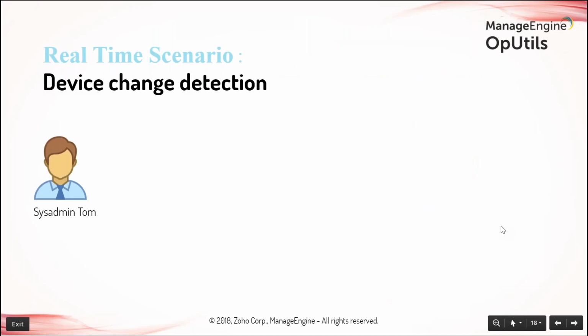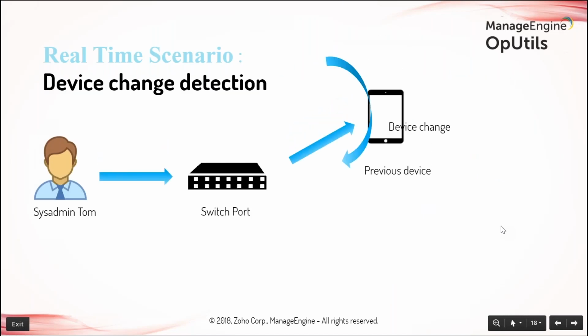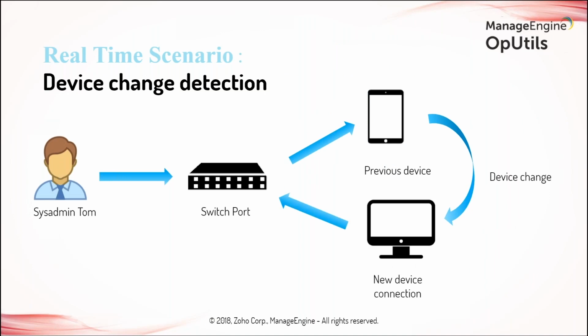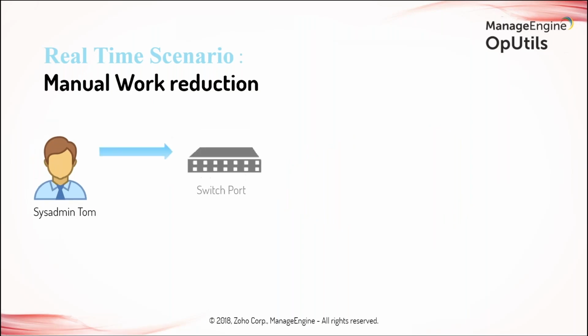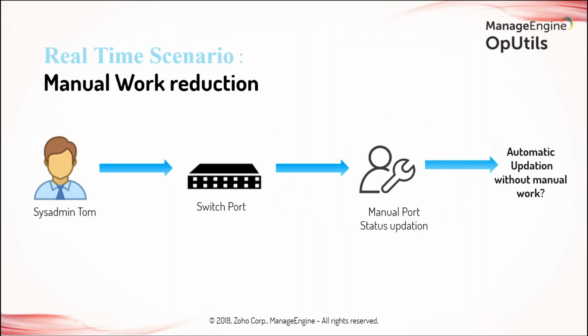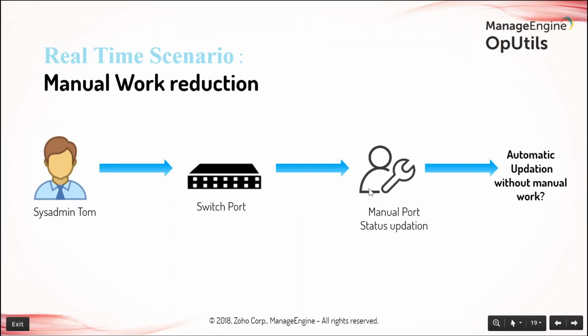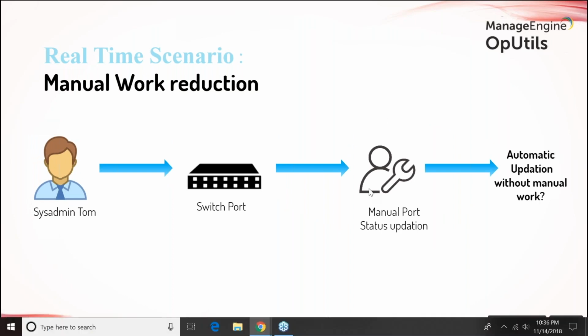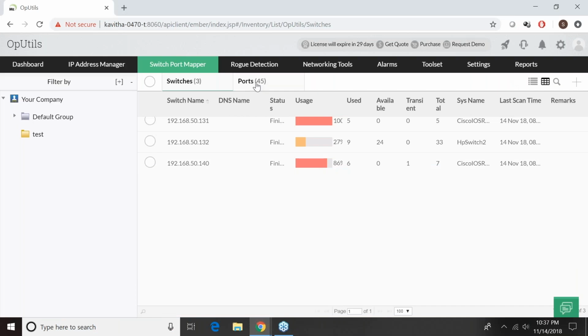So device change detection, as I said: when a new device is connected to a switch port, or any device which is already connected has been removed from your network, the Switchport Mapper is capable of identifying the change and can alert you when a device has been changed. As a network administrator, you would otherwise go and update it on a spreadsheet, which is really a manual job. Here everything will get updated automatically.